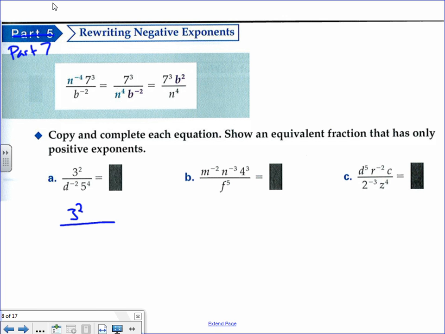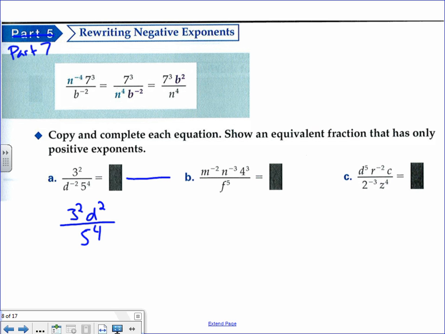So instead of keeping that on the bottom, we're going to move that to the top and make it d to the positive second. We also have 5 to the fourth on the bottom. It's already positive, so we're just going to leave it on the bottom so that it stays positive. So we end up with 3 to the second times d to the second over 5 to the fourth.